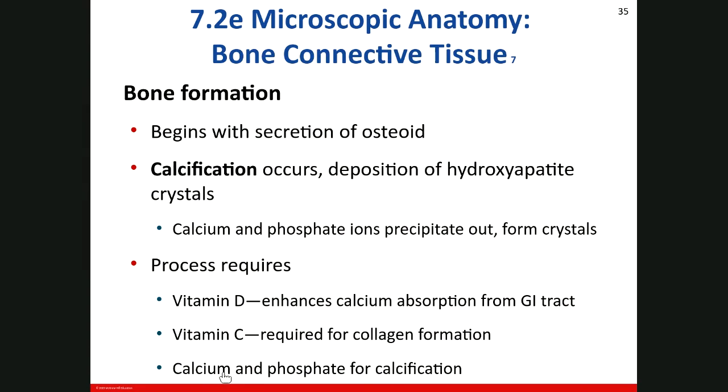First, we have secretion of osteoid. The osteoid is secreted from the osteoblast. It's hard to write. And then the osteoblasts are trapped in the matrix and they make osteocytes. And then calcification takes place on this osteoid.